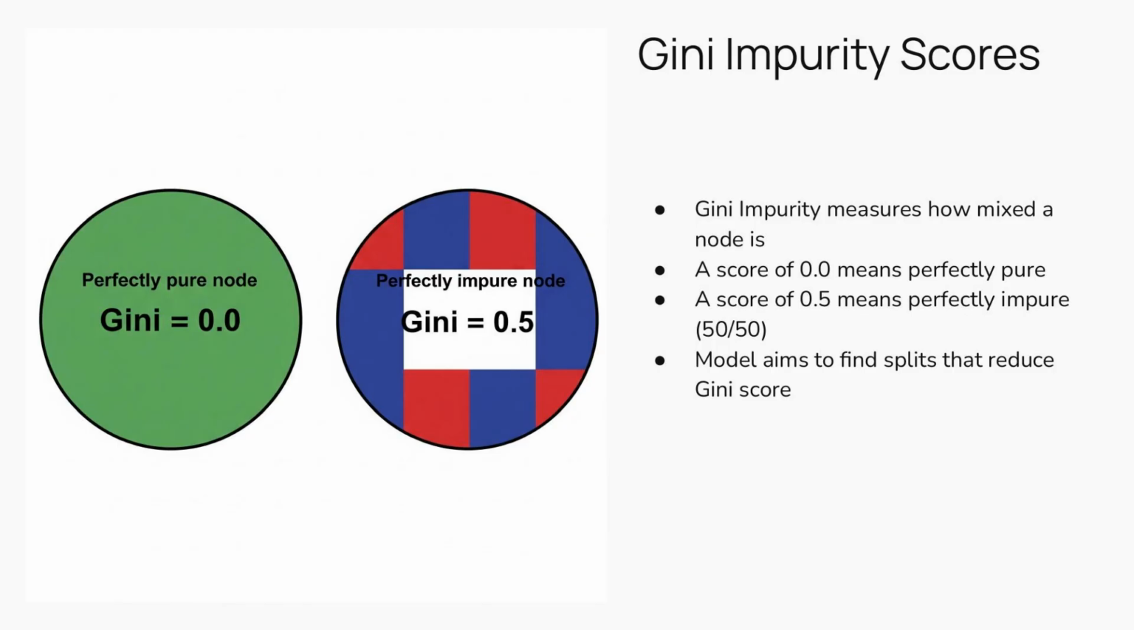We need a way to score this impurity. The most common metric is the Gini Impurity score. All you need to know is that it's a score between 0.0 and 0.5. A Gini score of 0.0 is perfect purity, all one class. A Gini score of 0.5 is perfect impurity, a 50-50 split. The model's goal is to make splits that drive the Gini score down towards 0.